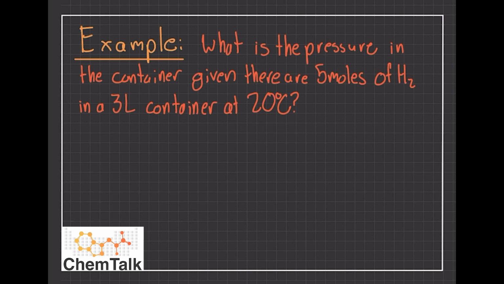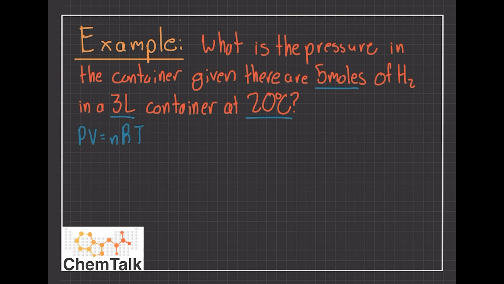What is the pressure in the container given there are 5 moles of H2 in a 3-liter container at 20 degrees Celsius? So to start out, we're going to write out the ideal gas equation, PV equals nRT, and we're going to see what we have. We have 5 moles of H2 gas, we have volume in 3 liters, and we have temperature in 20 degrees Celsius.